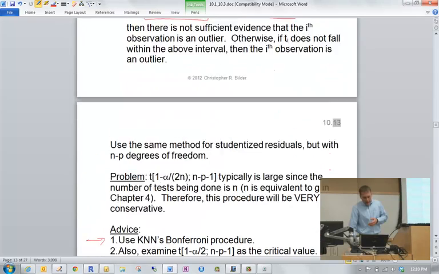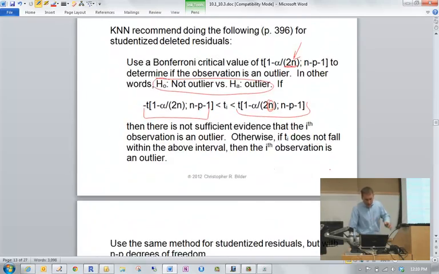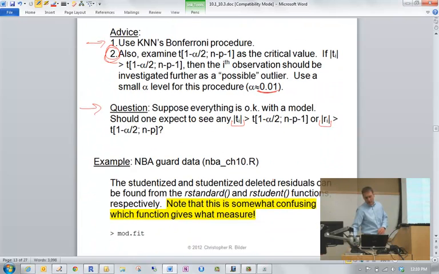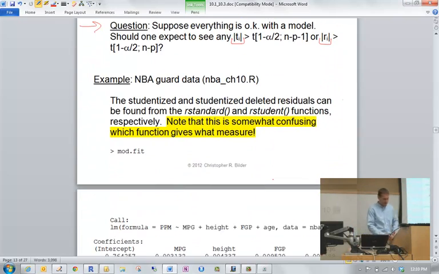Also, something I forgot to mention out loud in my advice section here: when I do number 2, I usually take a low alpha, 0.01. I think that's helpful so that you're not being too alarmist in finding issues with your model.